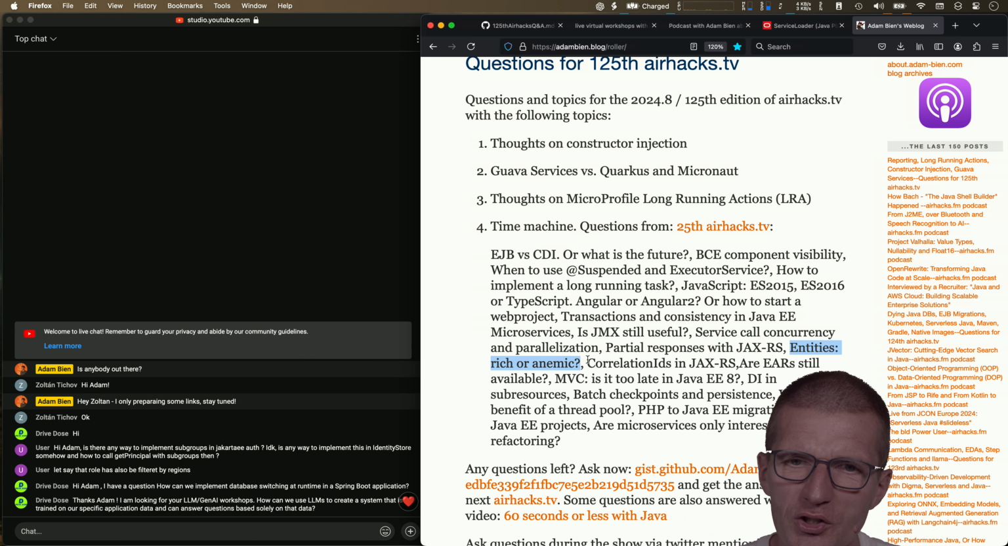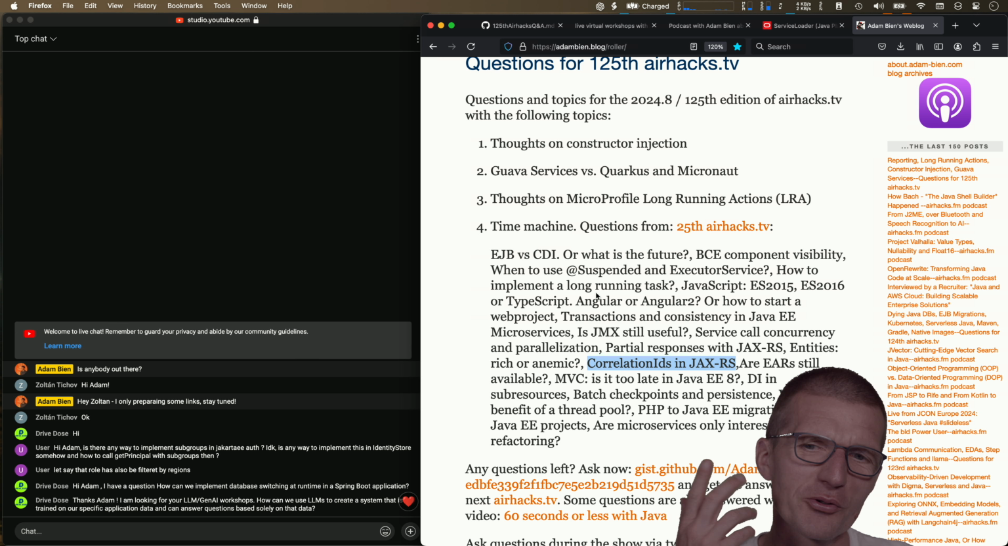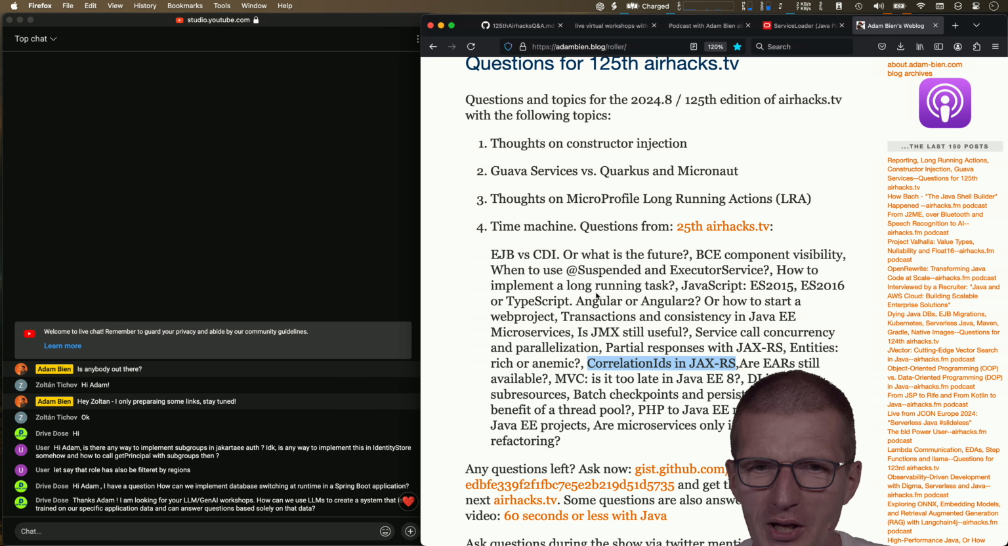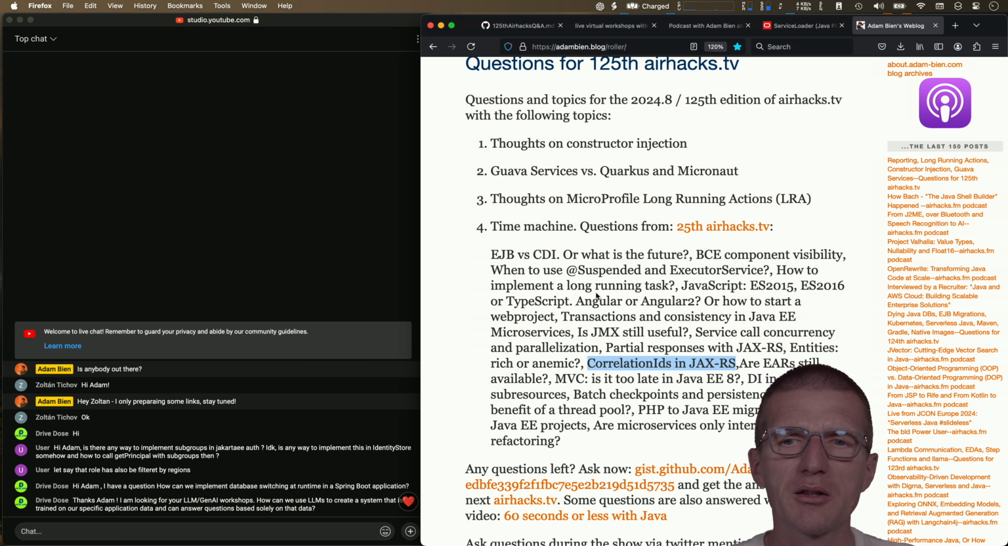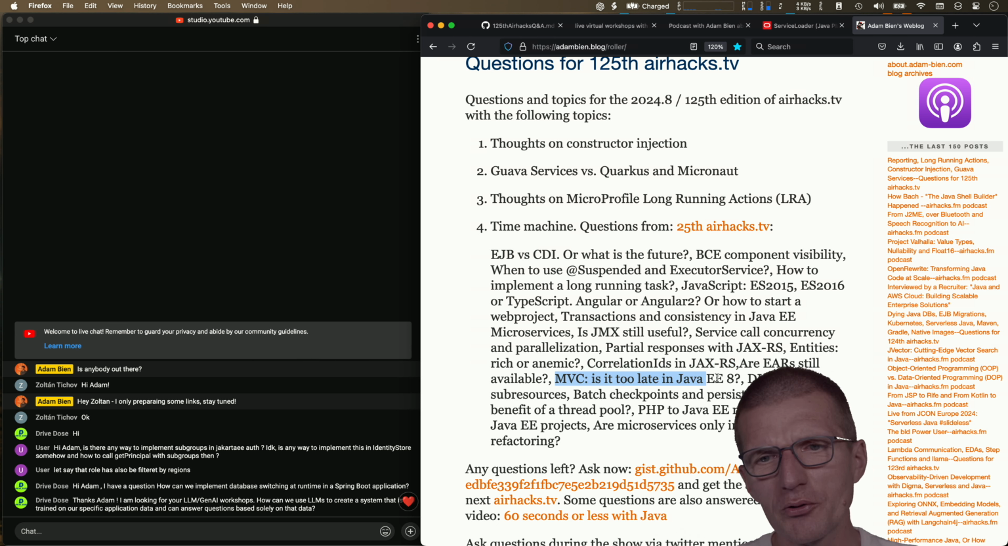Correlation IDs in JAX-RS, which are actually a long-running action. So you see, we also discussed that. Okay, EARs are dead. I didn't use EARs even back then. I think starting in 2006, Java EE 6, I always used WARs. MVC, is it too late in Java EE? Also funny questions, right? Because it is there, but it's not used a lot, I would say.